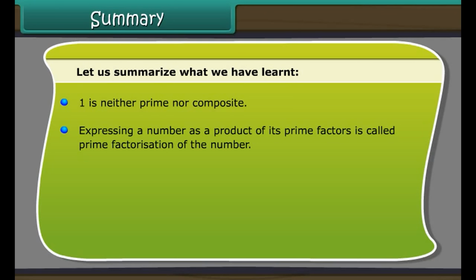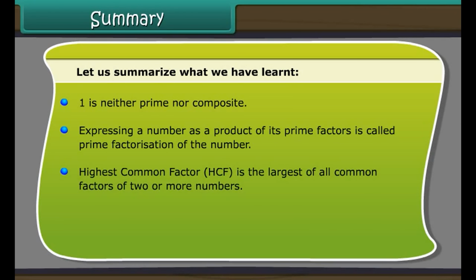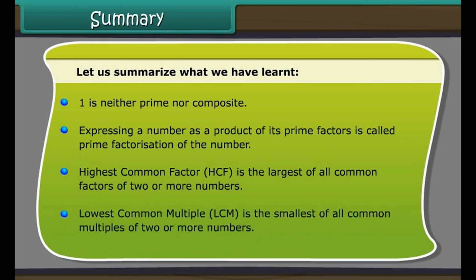Expressing a number as a product of its prime factors is called prime factorization of the number. Highest common factor, or HCF, is the largest of all common factors of 2 or more numbers. Lowest common multiple, or LCM, is the smallest of all common multiples of 2 or more numbers.